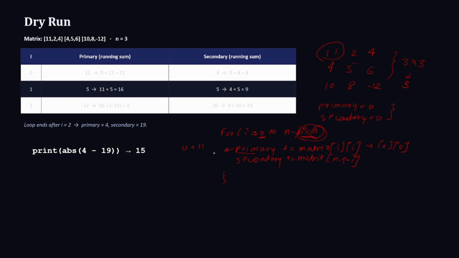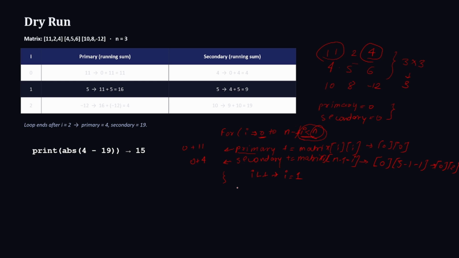After that, for the secondary diagonal, we access matrix[i][n minus 1 minus i]. That means i is 0 and n is 3, so 3 minus 1 minus 0 is 2, giving matrix[0][2]. So [0][2] is 4, and 4 is added into the secondary. This is the first iteration of the for loop. After that, with i plus plus, i becomes 1.